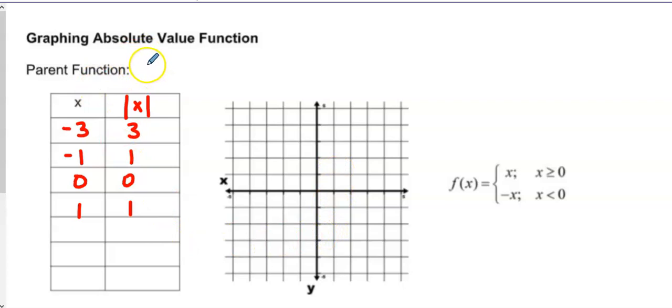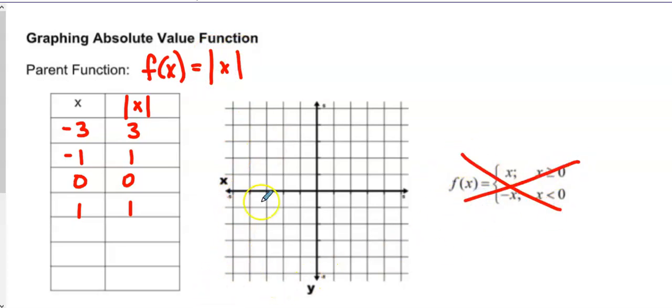Parent function, so that's the most basic parent function. I don't want you to worry about this part over here. We're going to look at that later. Parent function starts at 0, 0, has a slope of 1 on the positive side. So it looks like that. We'll put our arrows on the end of it. So that's the basic parent function of an absolute value function.